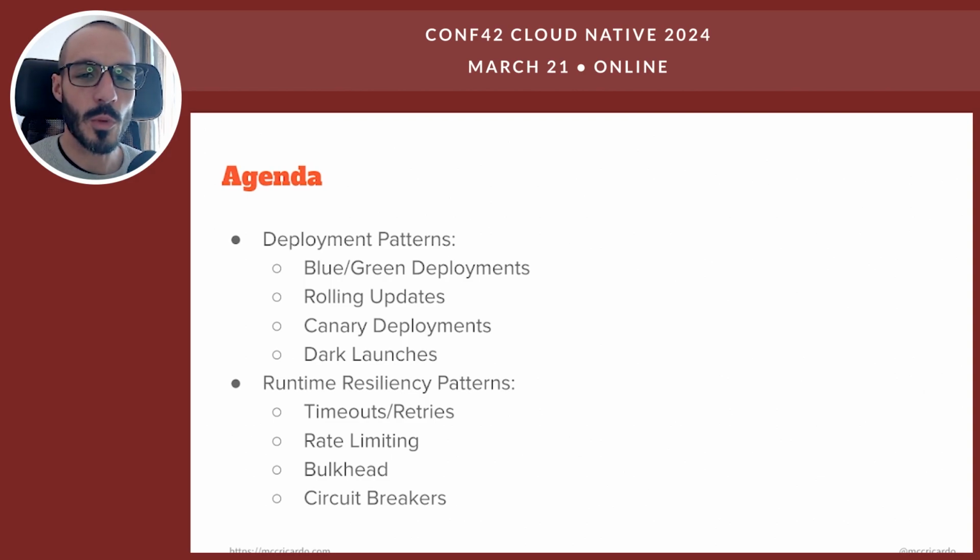After that, we will explore runtime resilience patterns. We will explore popular patterns like timeouts and retries. We'll see how to prevent applications from stalling due to slow dependencies. We'll also see rate limiting, a technique to ensure fair resource allocation and prevent overload. We'll also see bulkheads. We'll understand how to isolate failures and improve overall stability. And finally, we will see circuit breakers. We will learn how to protect critical services from cascading failures.